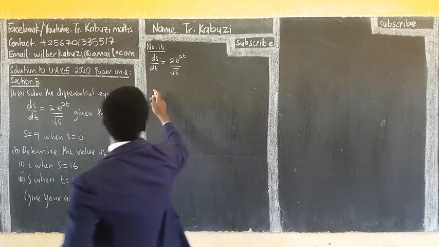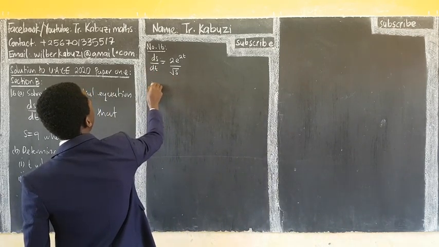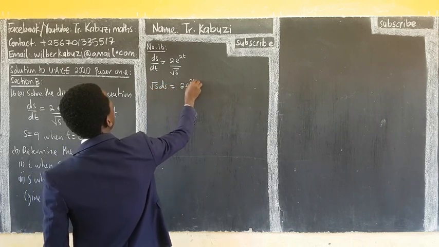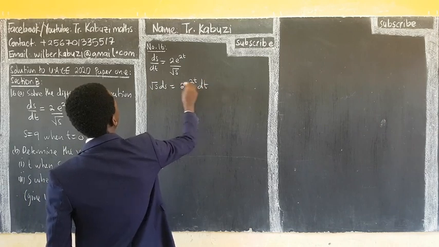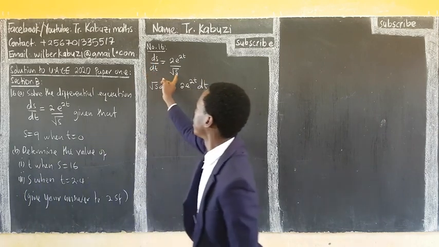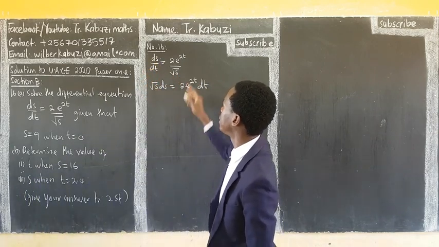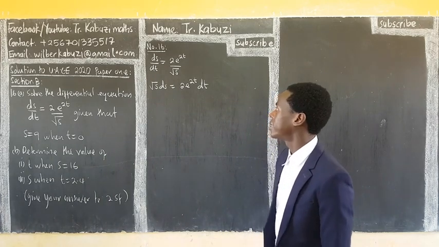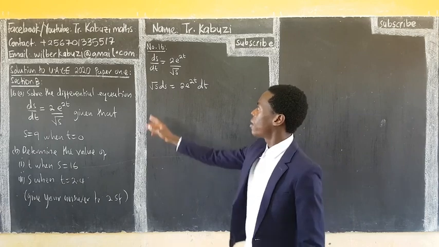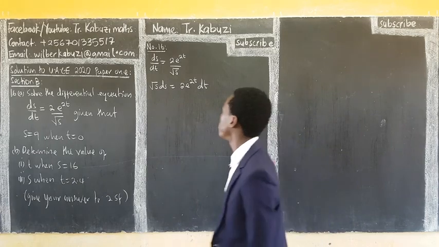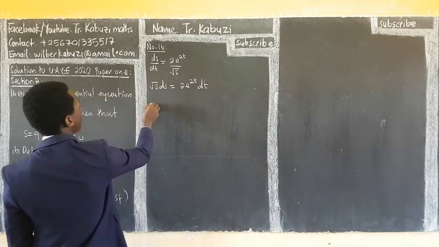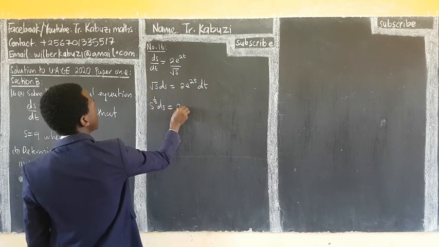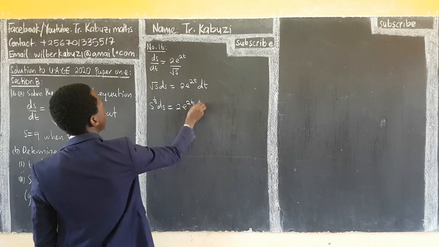So you separate variables, so this one goes here, you have root s, ds equaling to 2e exponent t dt. You put s on one side and t on the other side. So we covered differential equations as a topic, you can see the details there. Now, you see this one is the same as a half. This is s to the half, ds equaling to 2e power t dt.